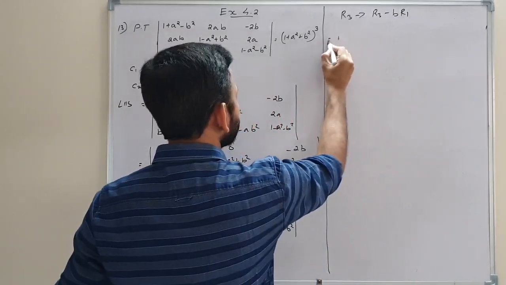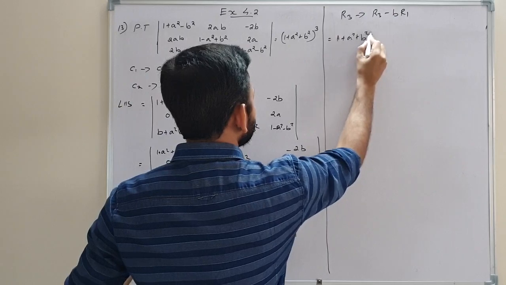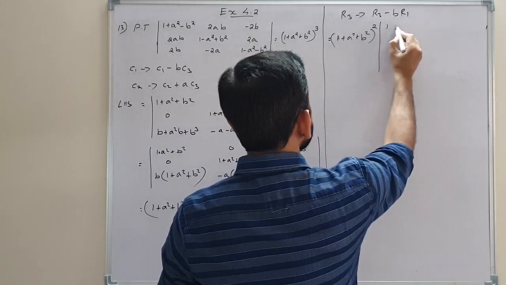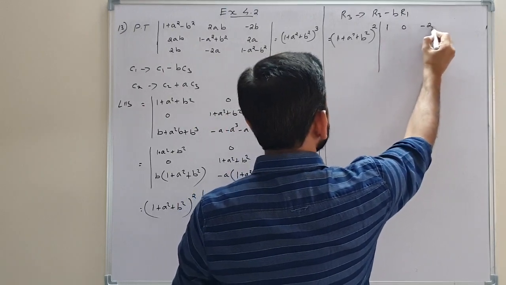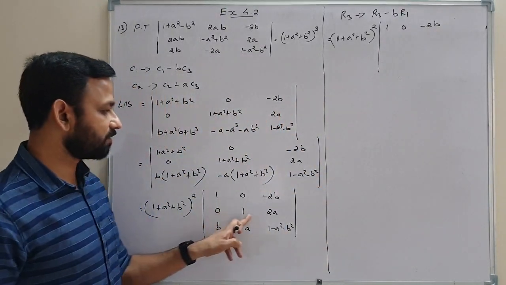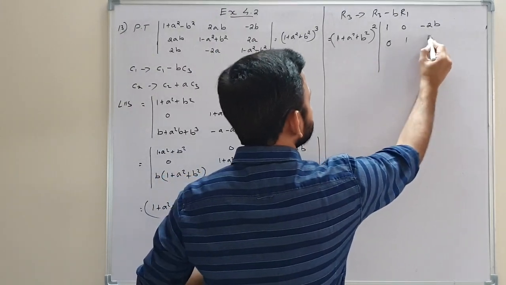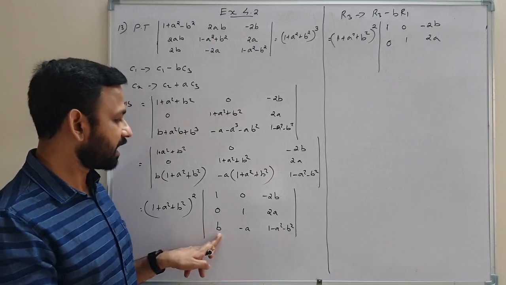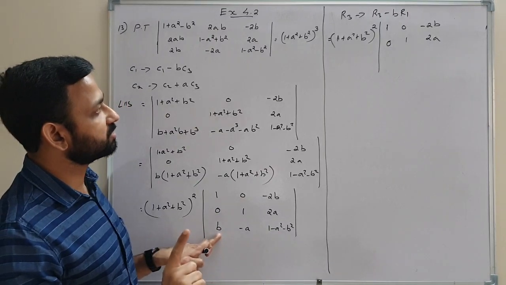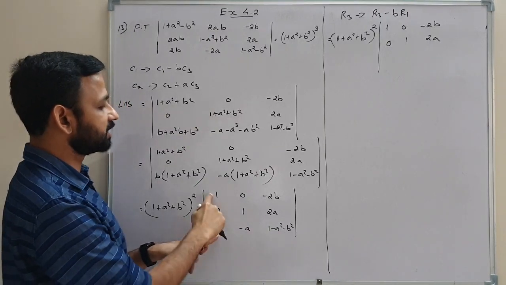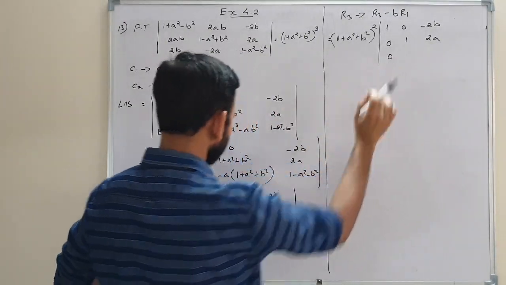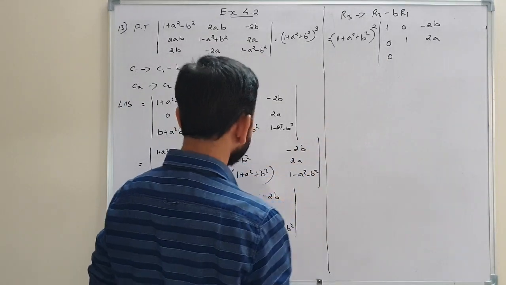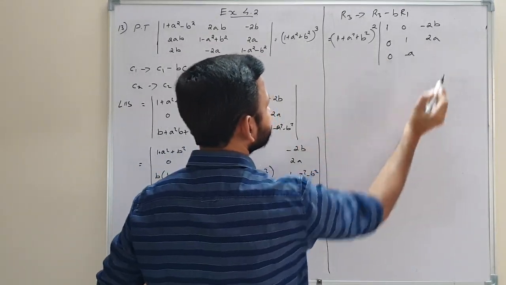Here we have 1 plus A square plus B square, common, raised to the power. Then R1 stays the same: 1, 0, minus 2B, and R2: 0, 1, 2A. And here we are doing that operation, changing R3. So R3 tends to R3 minus B into R1: B minus 1 into B, 0. Then minus A minus 0 into B, that is minus A only.